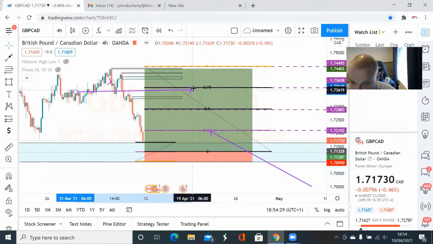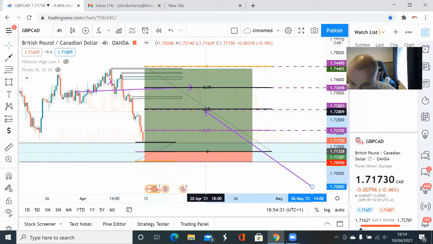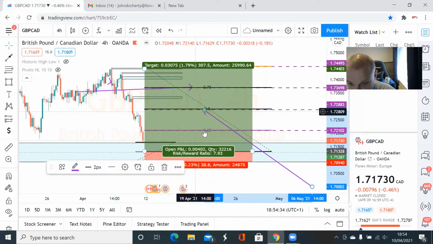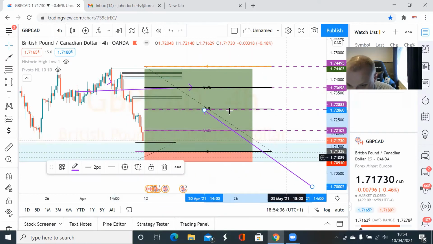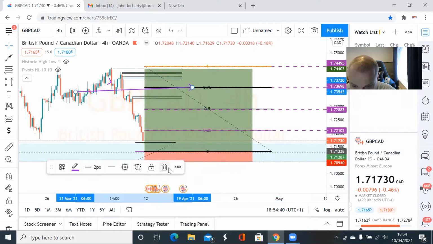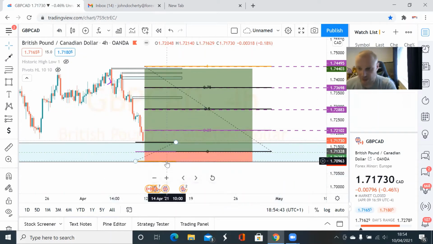If it comes up to here, you would simply move your stop loss to the next quarter point. Okay, so what I'm going to do, guys, I'm going to leave this chart. I think I'm going to put it as a chart idea on my Forex fire.